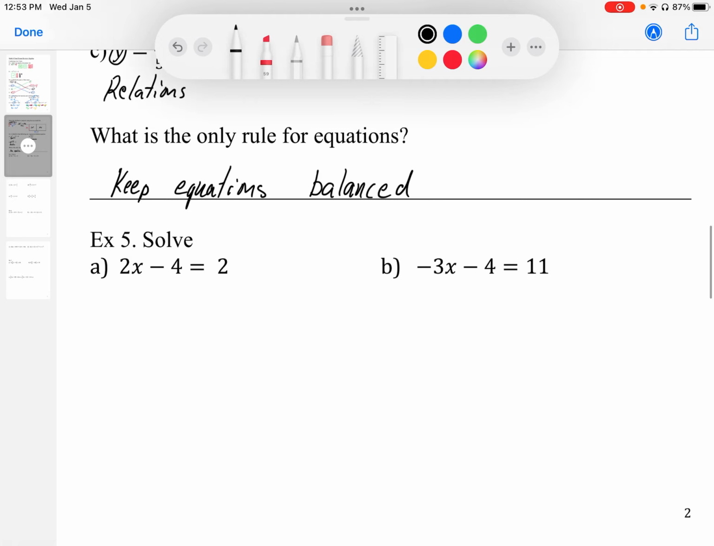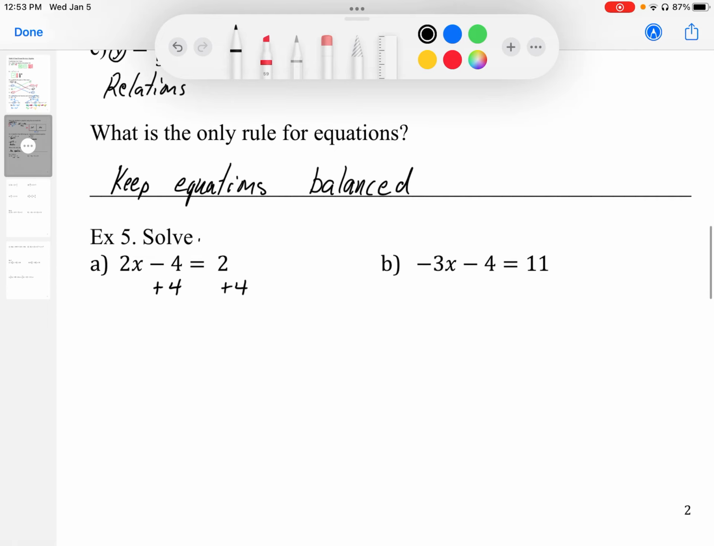So if I'm going to solve this equation, I need to get rid of a minus 4, and I'm going to use an opposite, plus 4, to get rid of that. But I have to make sure I balance the equation. I have to do it on both sides of this equal line. Okay, so I'm going to end up with 2x on the left side, and that's going to be equal to 6 on the right-hand side.